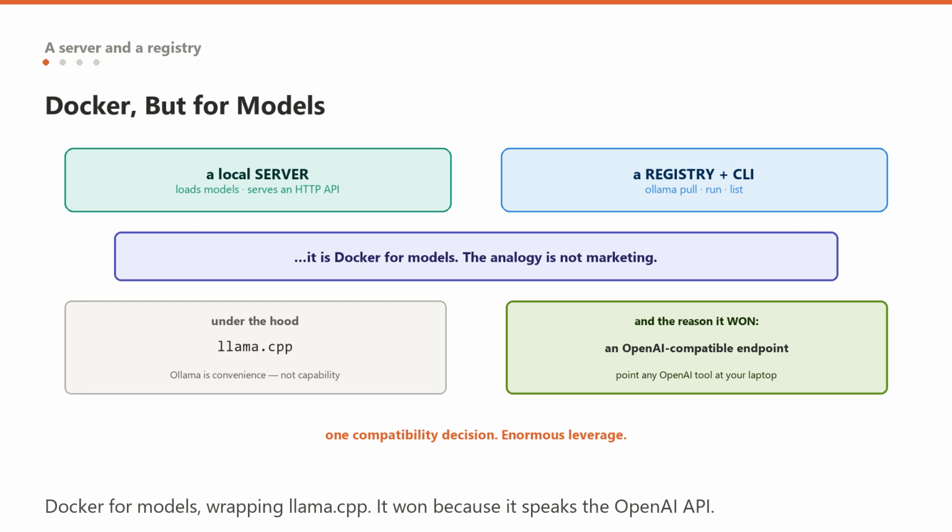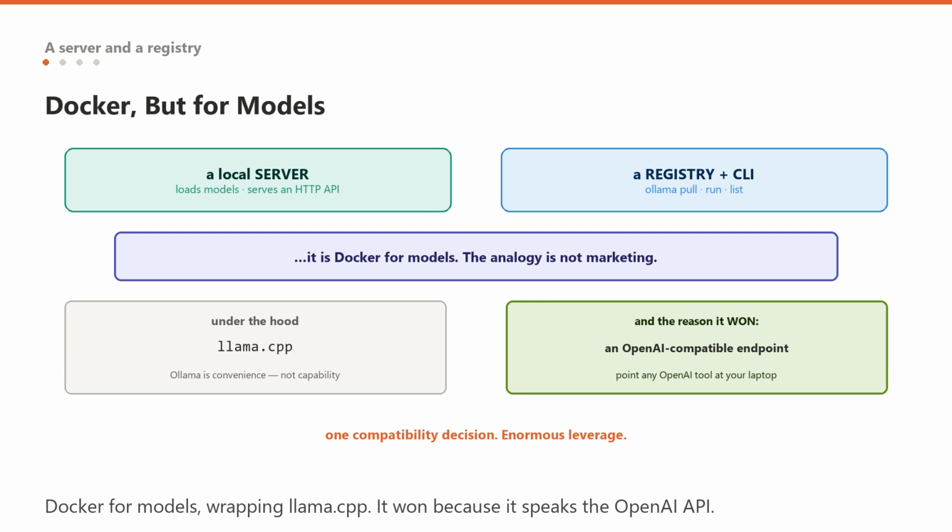Under the hood, Ollama is a wrapper around llama.cpp, which is the C++ inference engine that does the actual matrix multiplication. And it is worth knowing that because it explains what Ollama is and is not. What it gives you is packaging and ergonomics. It downloads the right quantized weights, sets up the prompt template that the model expects, manages memory, and serves an API. What it does not give you is a new inference engine or better quality.